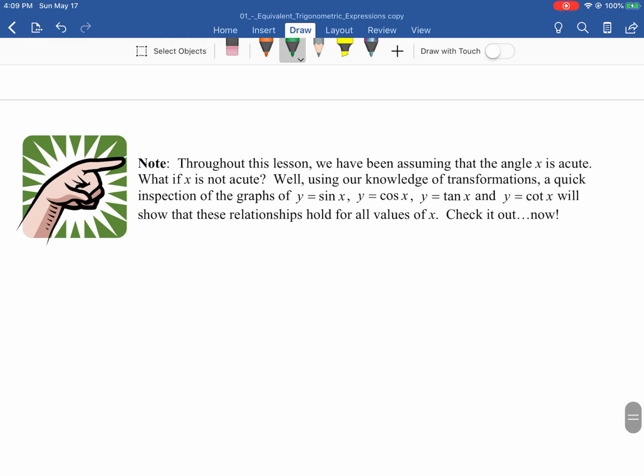Just to wrap this up, note throughout this lesson, we've been assuming the angle x is acute. And what if x is not acute? Well, if x is not acute, the diagrams become incredibly hard. Too hard for what we've been doing here today. It got hard enough as it was. But the diagrams become really difficult. But the only good news is they will give the same answers we've seen here.